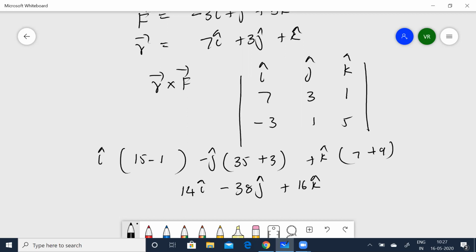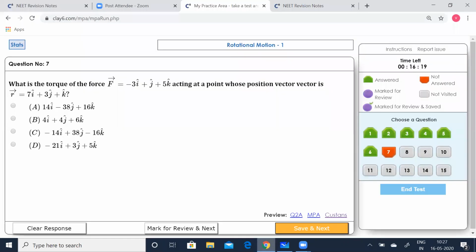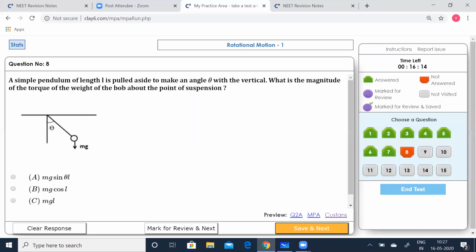Let's see which option is correct. So you can see option A is correct. So click that, go to the next.